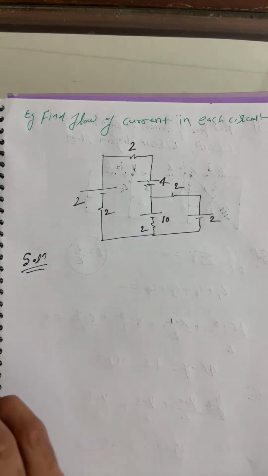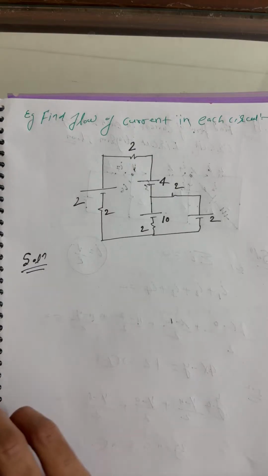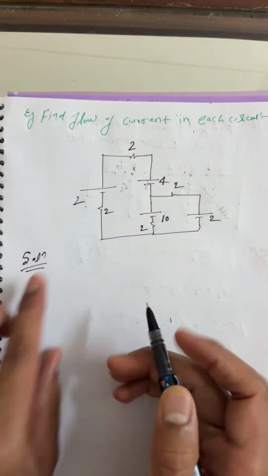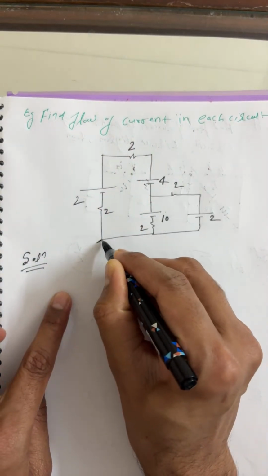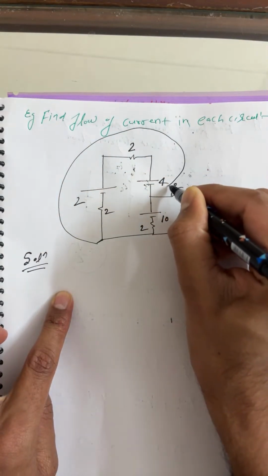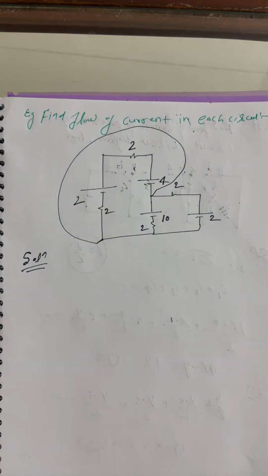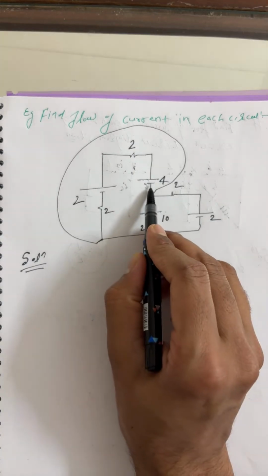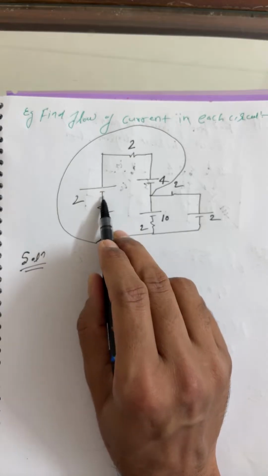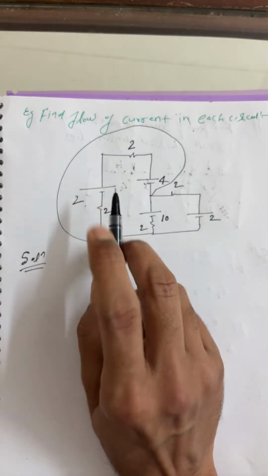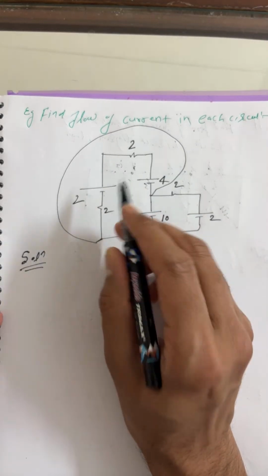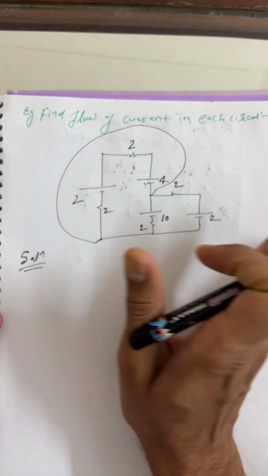Beta, first you have to simplify the circuit, only this much of it. So moving from minus to plus, then plus to minus. 4 minus 2 becomes 2 only. This is the first thing: 4 minus 2 is 2. And these two are in series.